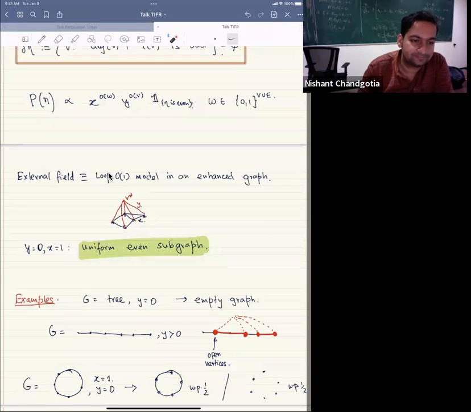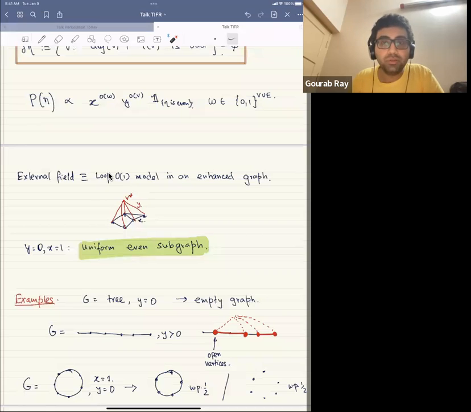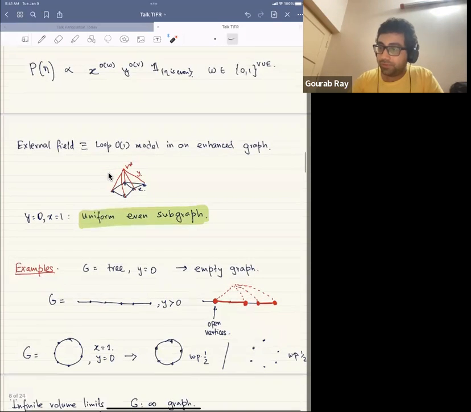So it's a Bernoulli percolation conditioned for every vertex to be even. Okay, so if the graph is a tree, let's take a finite tree for the moment, and y is 0 again. There is no cycle in this graph, and you can convince yourself that actually there is no nonempty even subgraph for a tree. The model is just the empty graph with probability 1, or all the vertices are isolated with probability 1.